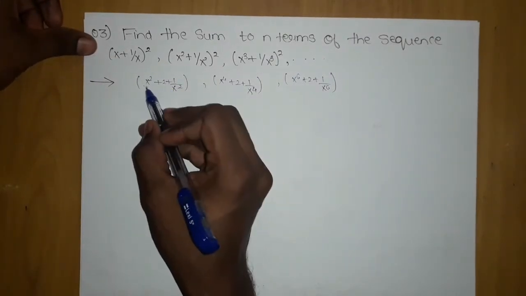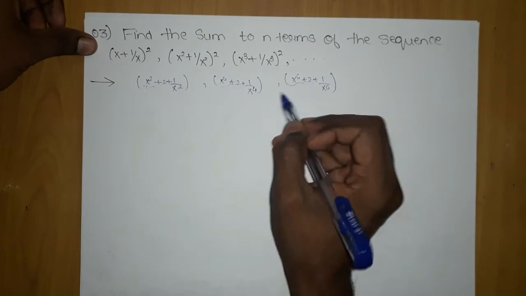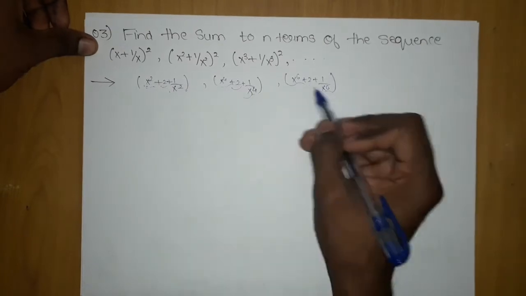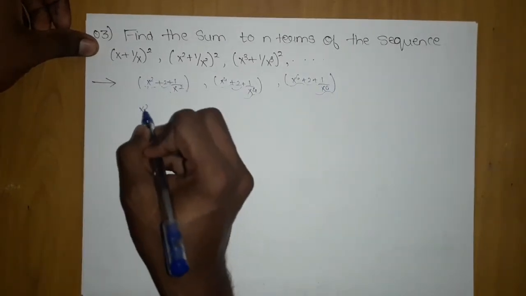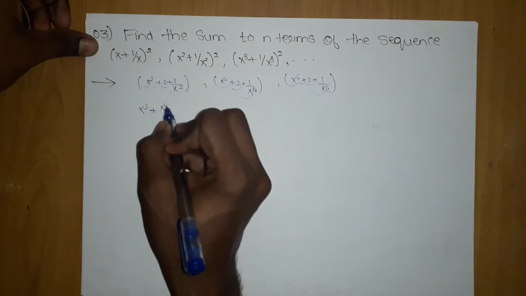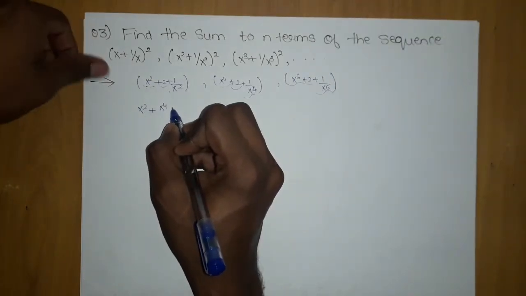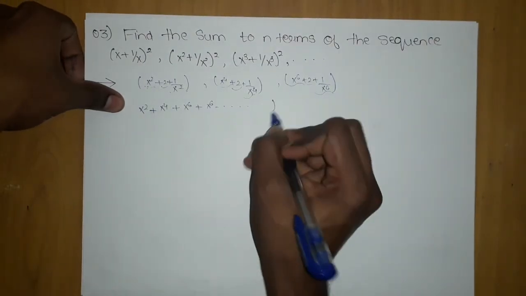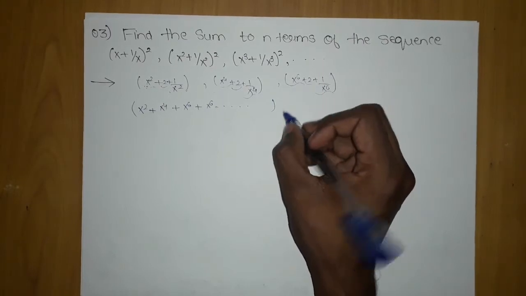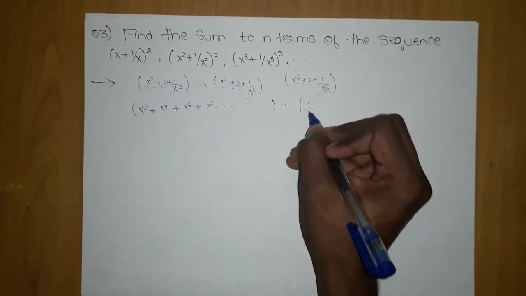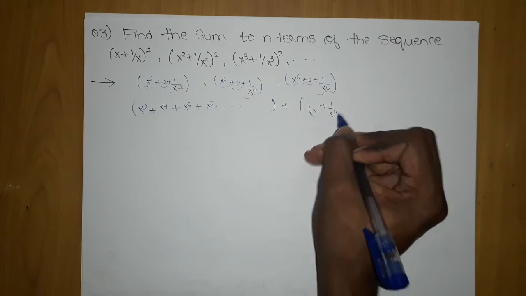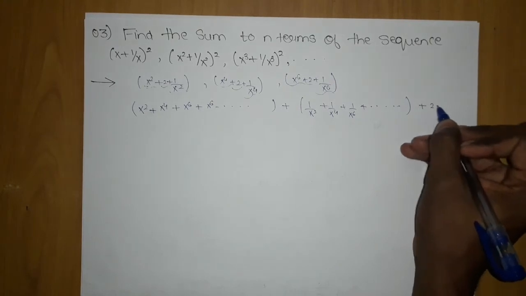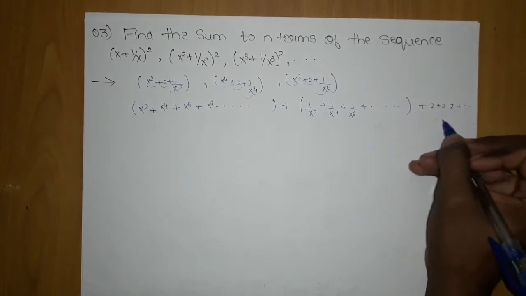Here you can see that these terms are in GP, while these terms are also in GP, and these are just separate terms. So let me arrange: x square plus x raised to 4, plus x raised to 6, plus x raised to 8 and so on. I don't know at what term it ends. Similarly here, plus 1 upon x square plus 1 upon x raised to 4 plus 1 upon x raised to 6, and so on. Now here 2 plus 2 plus 2 plus, till n terms.